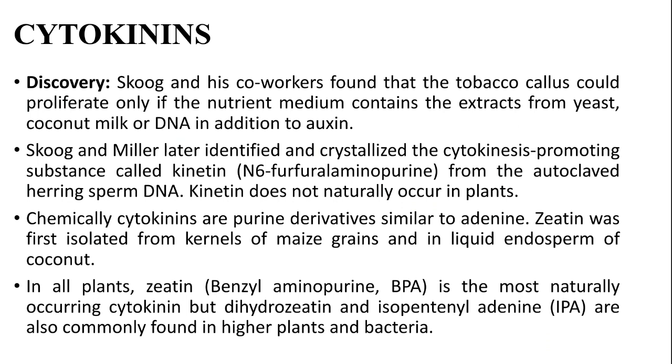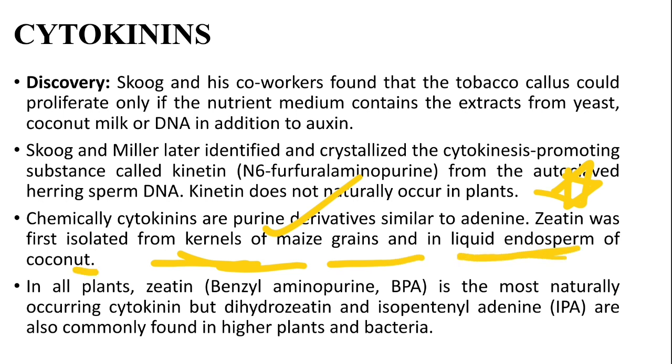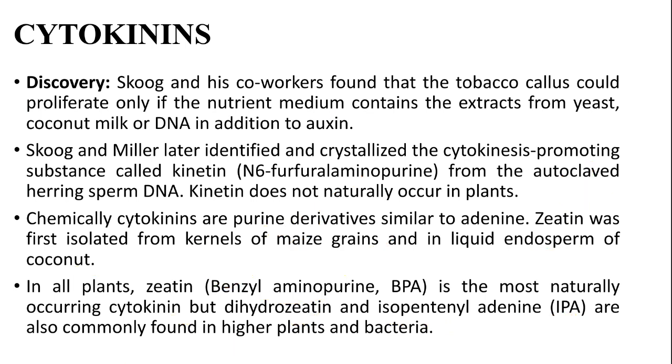Chemically, cytokinins are purine derivatives similar to adenine. Zeatin is the first isolated cytokinin, from kernel of maize grain and liquid endosperm of coconut. In all plants, zeatin or benzyl aminopurine BAP is the most common naturally occurring cytokinin, but dihydrozeatin and isopentenyl adenine are the most commonly found in higher plants as well as in bacteria.